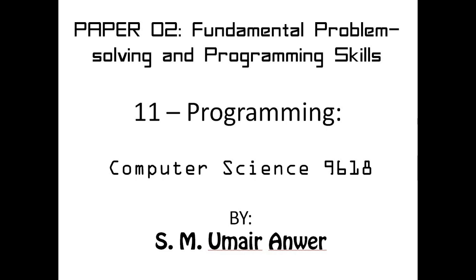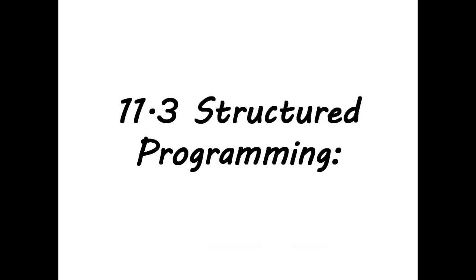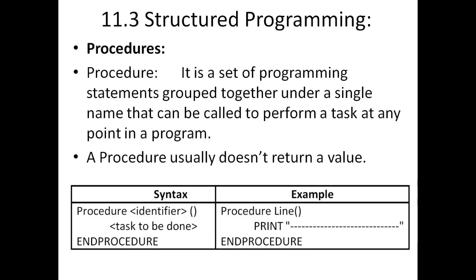Welcome to another lecture for Computer Science 9618 AS level, and today we are going to start our discussion on 11.3 structured programming. Okay, so the first thing we have is procedure. A procedure is a set of programming statements which are grouped together under a single name so that they can be called to perform a task at any point in a program. A procedure usually doesn't return a value.